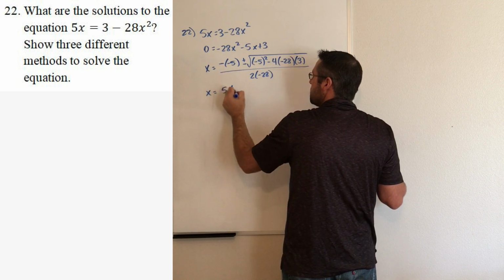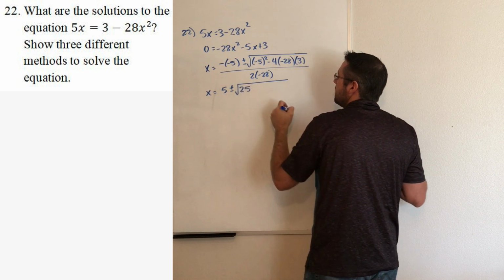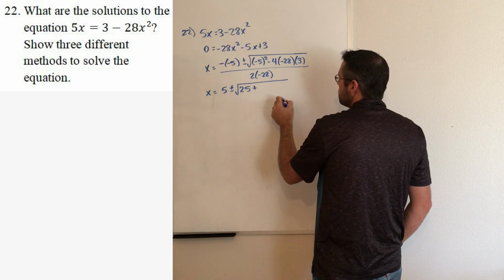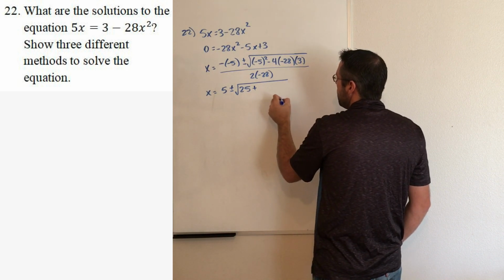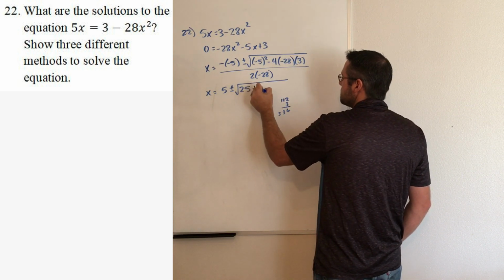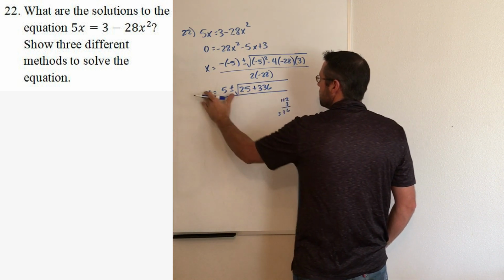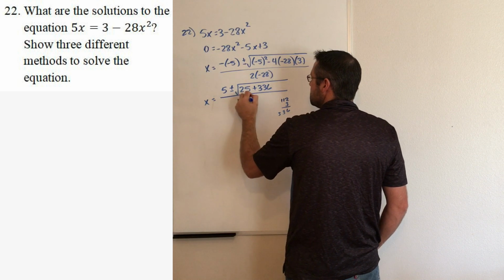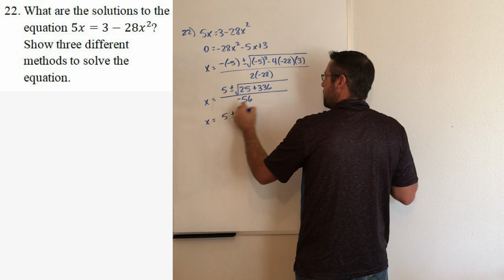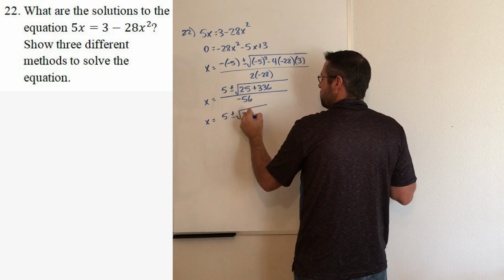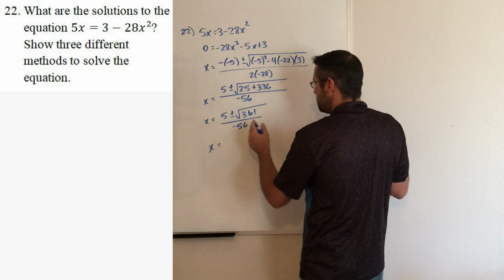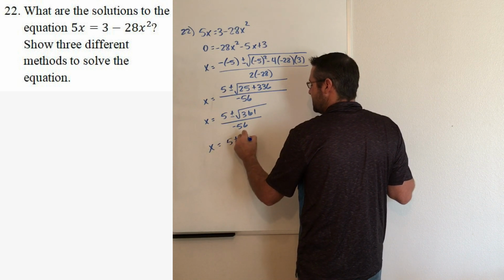Negative 5 is 5, plus or minus the square root of 25. Negative times a positive is a positive. 4 times 28 is 112, and 112 times 3 is 336, and then that's all over negative 56. Simplifying that from there, we end up with 5 plus or minus the square root of 361 over negative 56. The square root of 361 is 19, so we got 5 plus or minus 19 over negative 56.